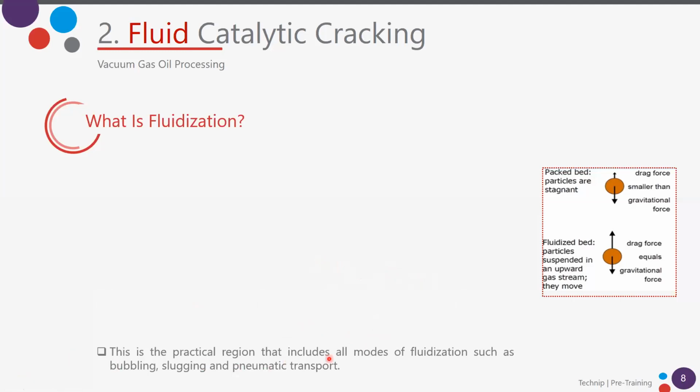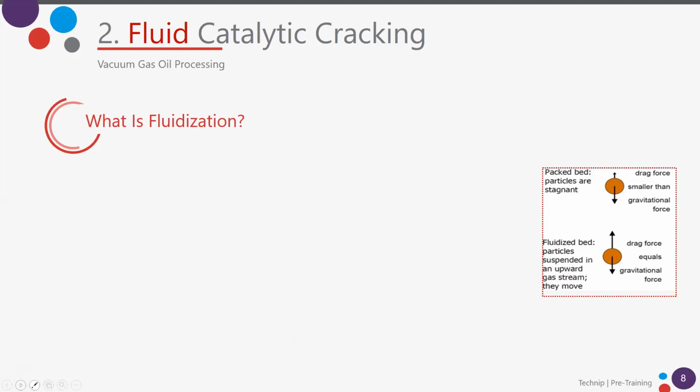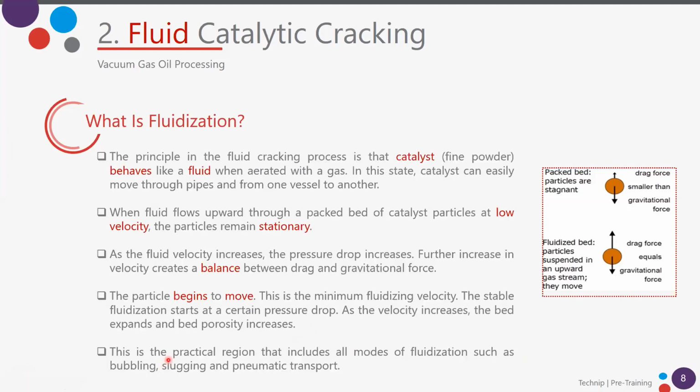Of course, it depends on the velocity that you will have upwards. You will have different types of fluidization, such as bubbling, slugging, and pneumatic transport, okay? But this is a more specific concept. Maybe we will see it in the level 2 training, that inside a unit, the fluid catalytic cracking, we also will have different types of fluidization, okay? But the idea here is to give you the general concept of the fluidization.